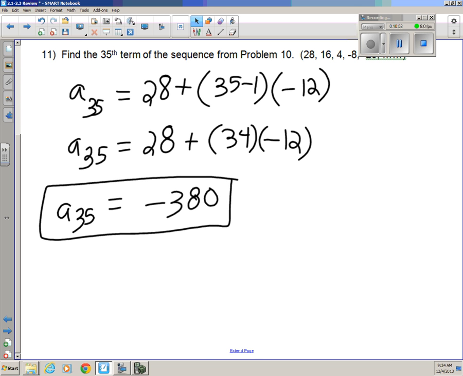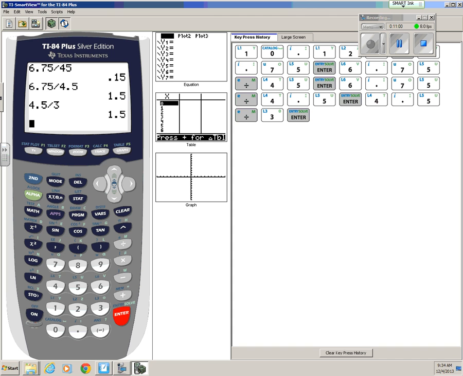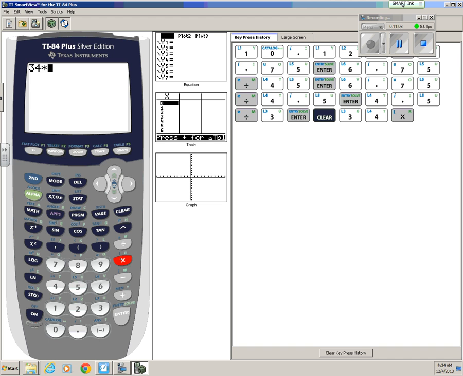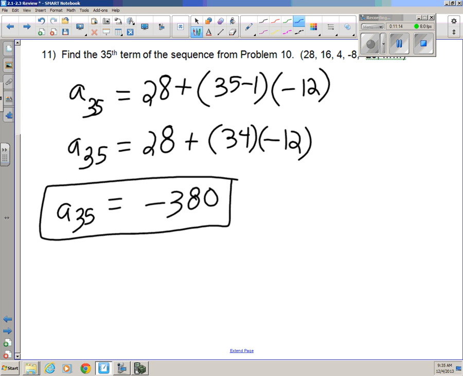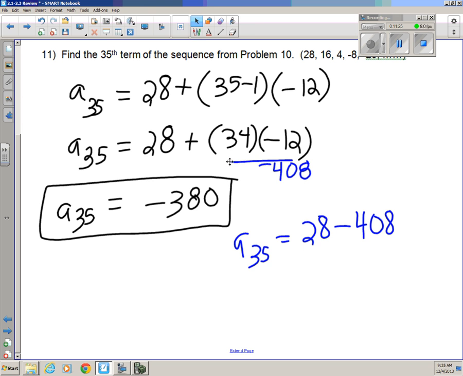I will go back to the calculator for a second because I wanted to know that value. When we multiplied the 34 of the common differences of the negative 12s, this becomes negative 408. So really what I was hoping to do here is kind of jump up and say this right here is negative 408. So the 35th term was the first term minus the 34 more common differences. Bottom line, that's your answer.